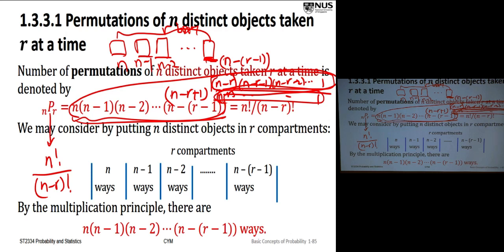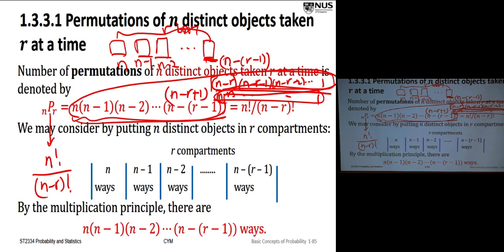Okay, so in particular, if R equals 1, how many ways can we arrange it? It's N factorial over N minus 1 factorial, so it's N. Is it reasonable? You have N objects and you just take one object. You don't have an arrangement because you only have one object, but you have a choice of which one to pick. So it's N choices.